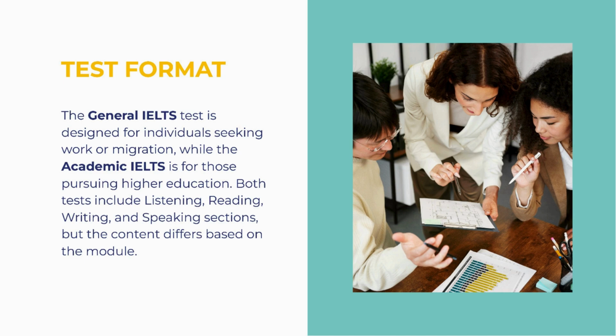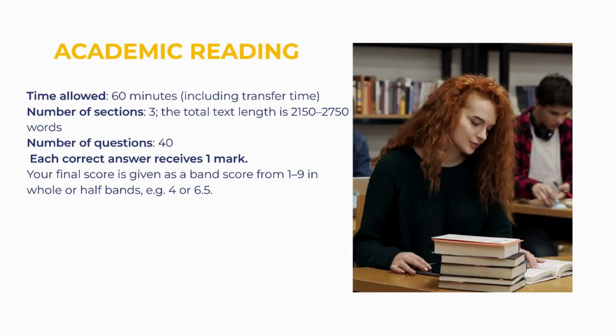Now, let's talk about the academic module first. In the academic module, there are 4 sections: reading, writing, listening and speaking. Let's move towards academic reading. In academic reading, you will get 3 passages, that is passage 1, 2 and 3.